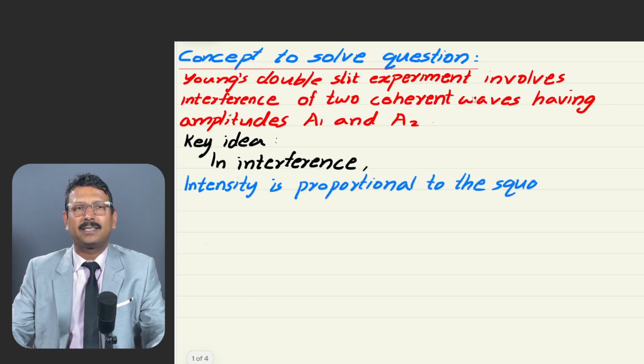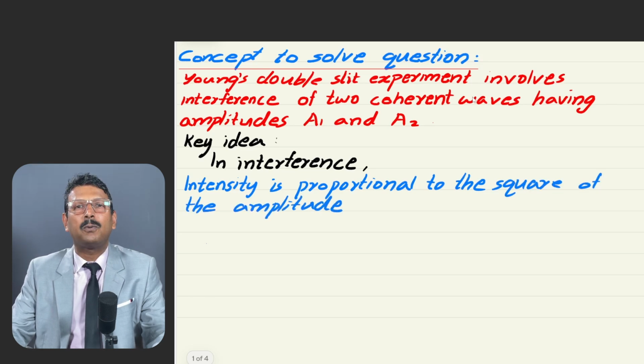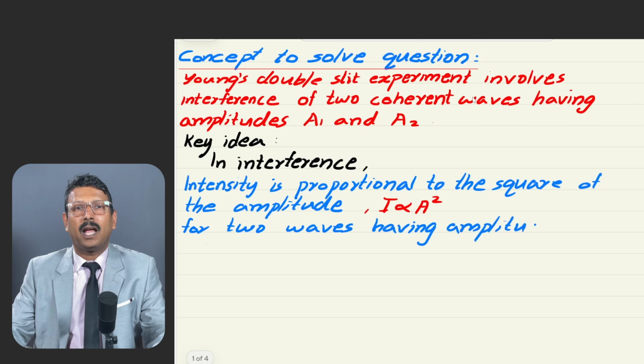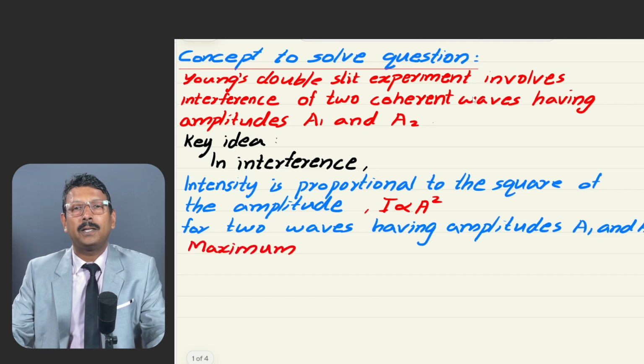So in interference, intensity is proportional to the square of the amplitude. We are going to use capital letter I to represent intensity and capital letter A to represent amplitude. So I is proportional to A square. For two waves having amplitudes A1 and A2, we can write the maximum intensity expression as well as the minimum intensity expression. Then we can go to the question after understanding that relation.